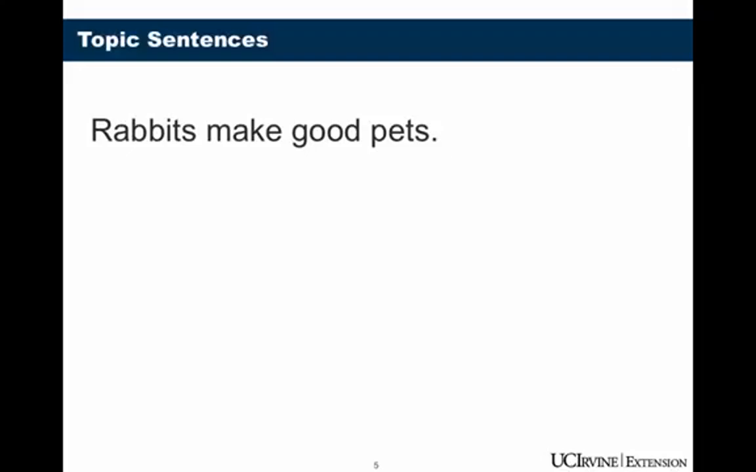Now let's look at some examples. This is a very basic topic sentence, but it has a topic and a controlling idea. Rabbits is the topic, and makes good pets is the controlling idea. We can understand that the paragraph will probably give us reasons or examples, so this will probably be an argument or illustrative paragraph.